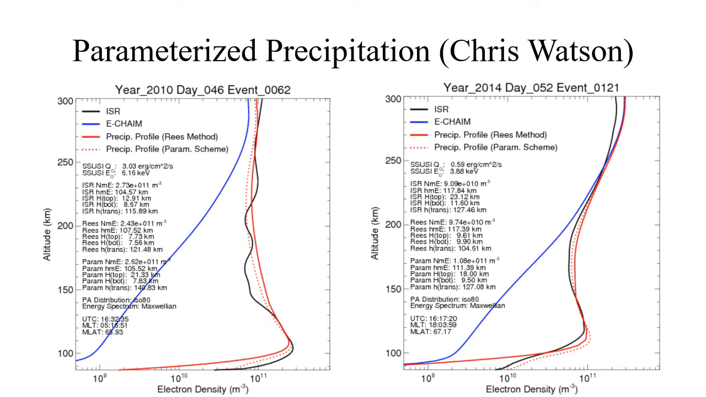So if we take mean energies and fluxes inferred from DMSP SUSSI optical observations, we can go from the blue, here's the standard E-CHAIM ionosphere at Poker Flat for a certain precipitation event. The black is an incoherent scatter radar electron density profile during this time, and the dashed red line is what we get from our precipitation scheme when we used measured, or not measured, but I guess optically inferred mean energies and fluxes. And you can see in general, if we get the energies and fluxes right, we can do a pretty good job at capturing the electron density enhancement in the E region associated with these precipitation events.